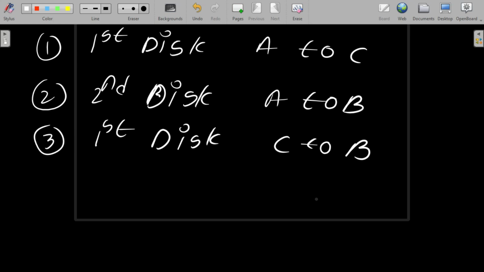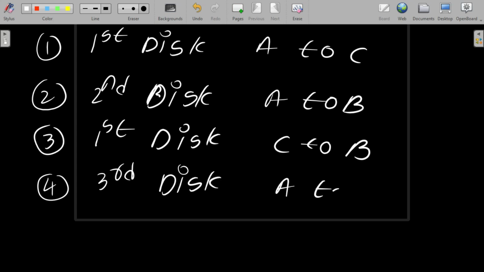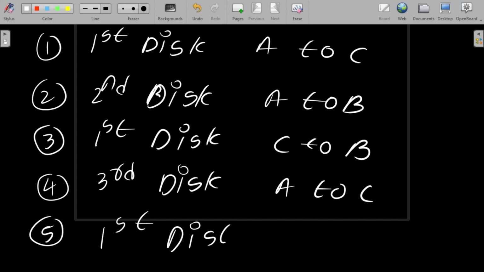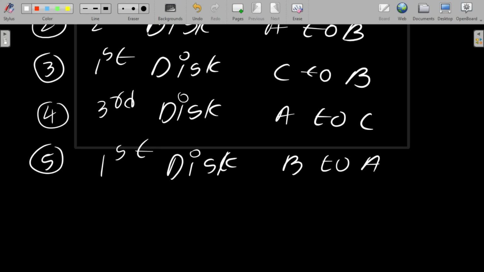In the fourth step, we are moving the third disc from A to C. On the fifth step, we are moving the first disc again, from B to A. So these are the five steps.